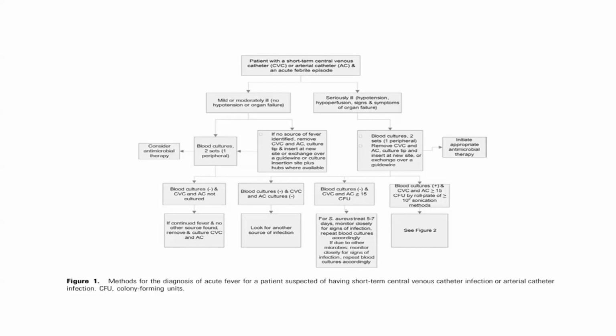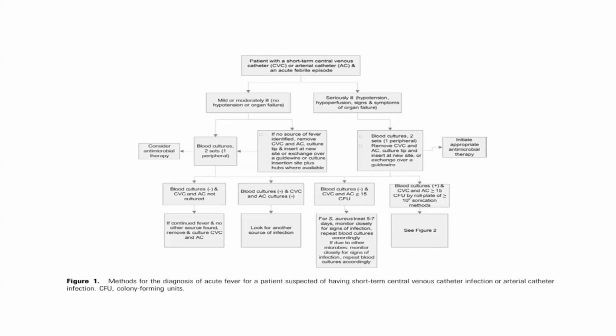if it is a Staphylococcus aureus infection, treat it for 5 to 7 days. Monitor closely for signs of infection, and repeat blood cultures accordingly. If due to other microbes, monitor closely for signs of infection and repeat blood culture accordingly. So if blood culture is positive and the CVC and AC have more than 15 colony forming units by roll plate or more than 10 raised to 2 by sonication method, then it is confirmed CRBSI, which we will discuss in the next slide.